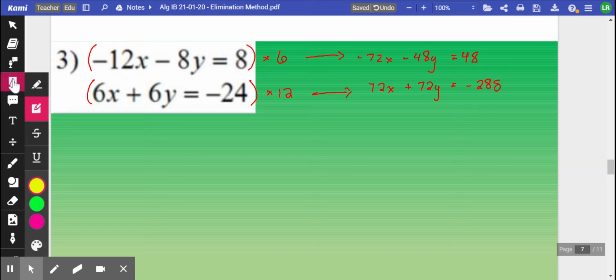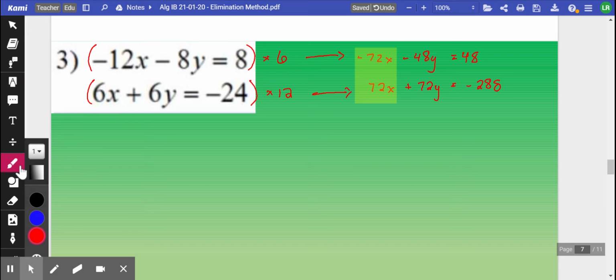And again, notice I have opposites with my x's. So I'm going to be able to add these equations together, and you'll see that here in a little bit, and I'll be able to finish the problem. Now, I do want to point out that there are ways to do problems like number 3 without Mr. Loan's foolproof method, okay?